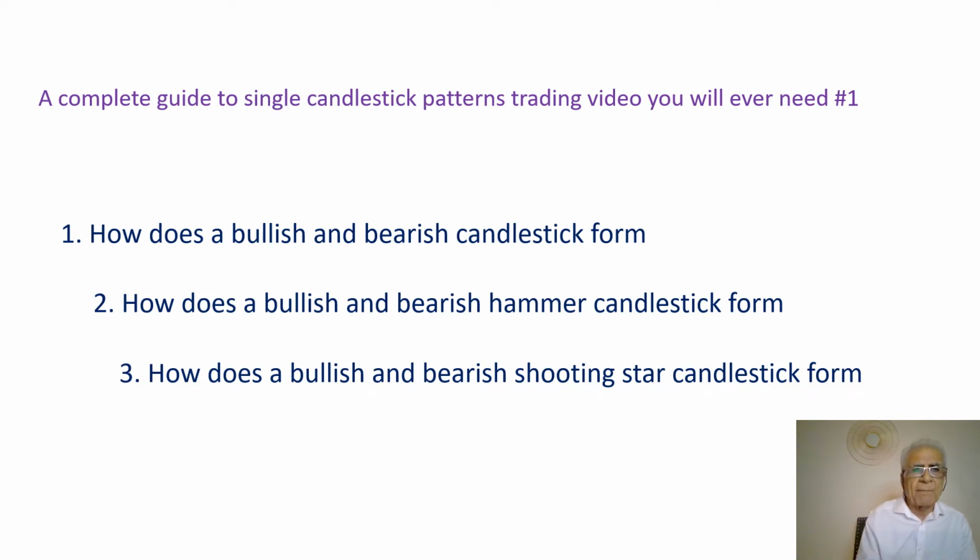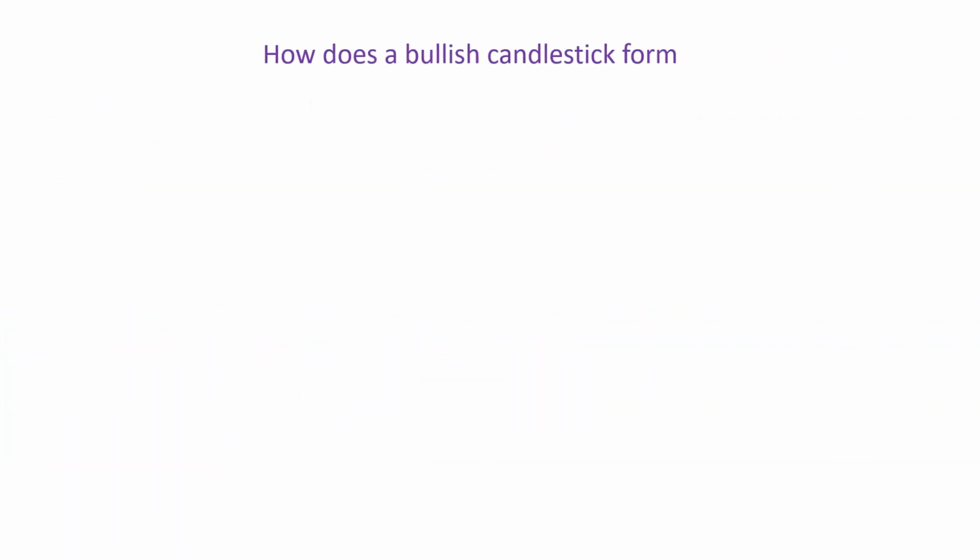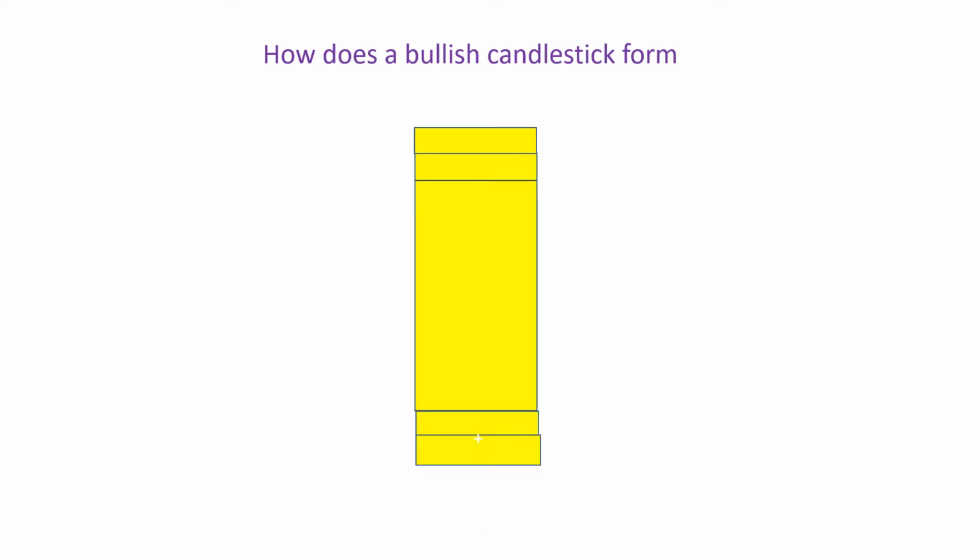Let's have the first example. How does a bullish candlestick form? Let's assume this is an empty candle. In the morning, when the market opens, the price opened right here. And the price, if it goes up, it will show with the green color. If the price goes down, it will show with the red color.